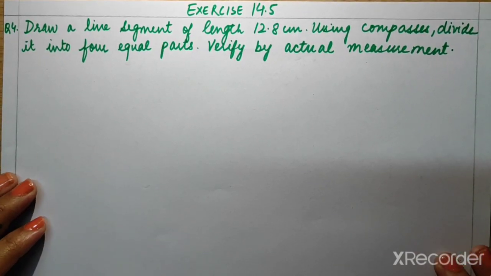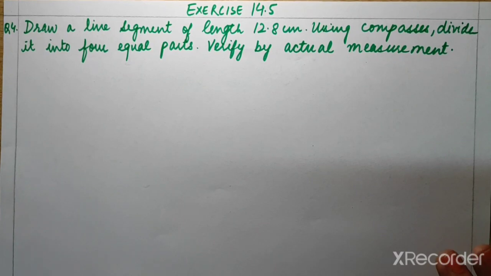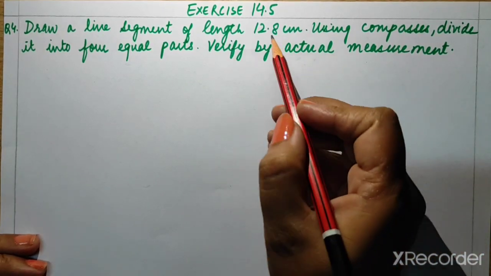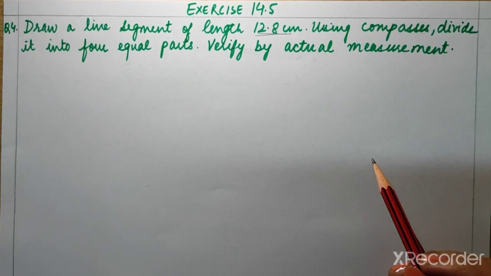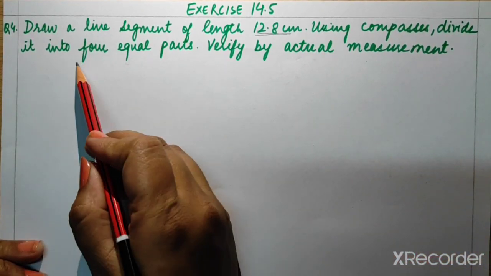Okay. So it says you have to draw a line segment of length 12.8 centimeter and then, using compass only, you have to divide it into 4 equal parts.